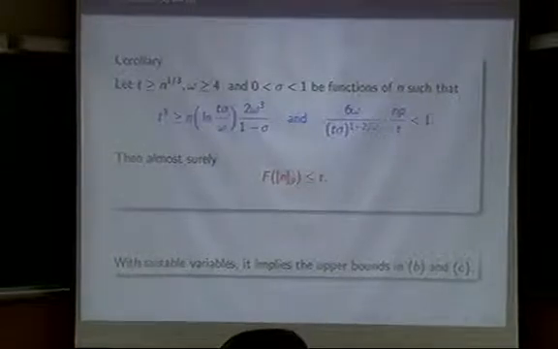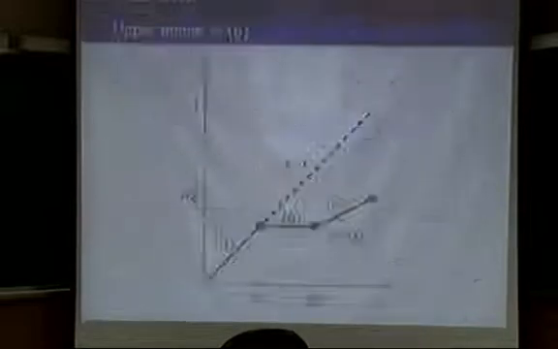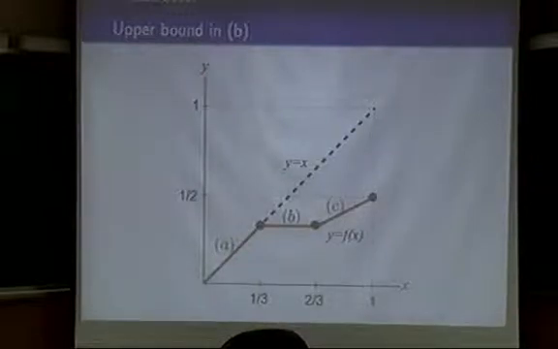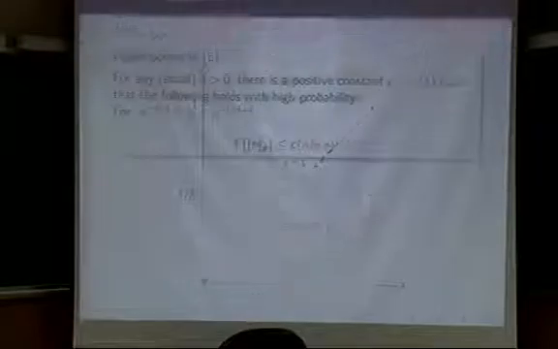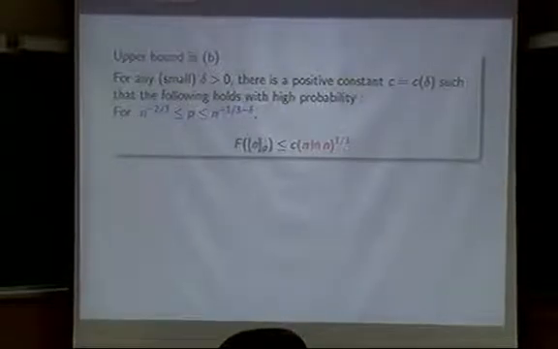Now to get the upper bound T, we need to choose suitable variables T, omega, and sigma, which satisfy these two blue conditions. So let's think about the upper bound in B. For this result, we need to show the following. There is a positive constant C such that the following holds with high probability. When P is between n to the negative 2/3 and n to the negative 1/3, capital F of NP is smaller than some constant times n log n to the 1/3.